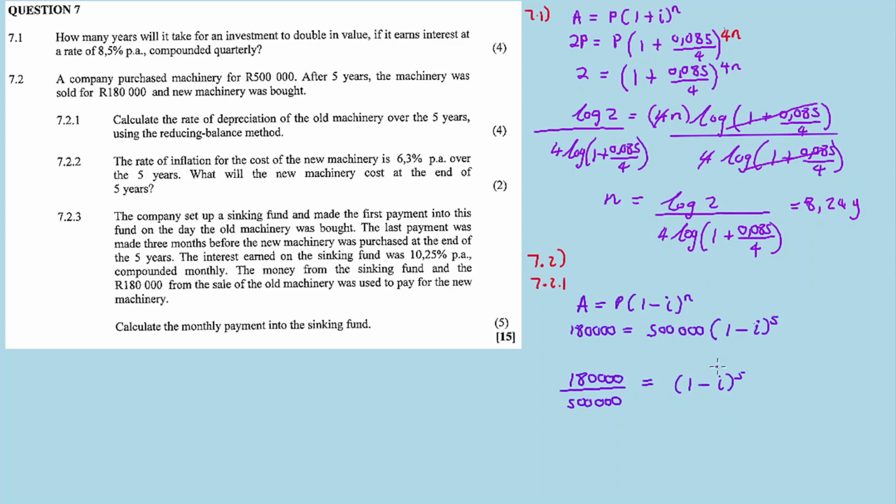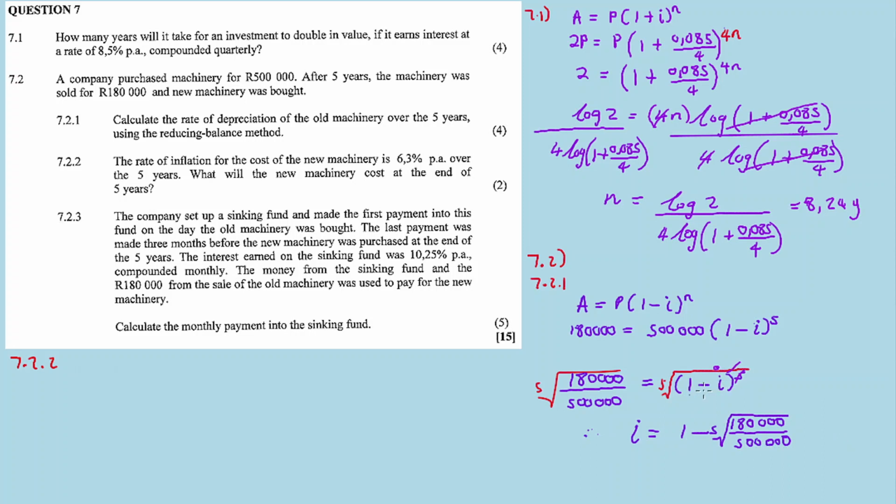Since we want to isolate i, we take the fifth root on both sides of the equation, so that this exponent 5 cancels. So therefore 1 minus i is equal to the fifth root of 180,000 divided by 500,000. And so this cancels with this one.